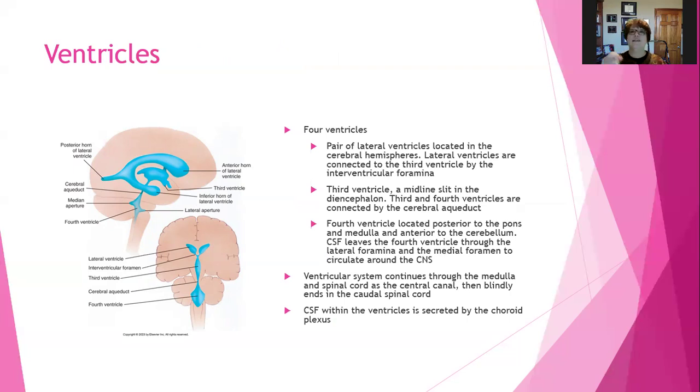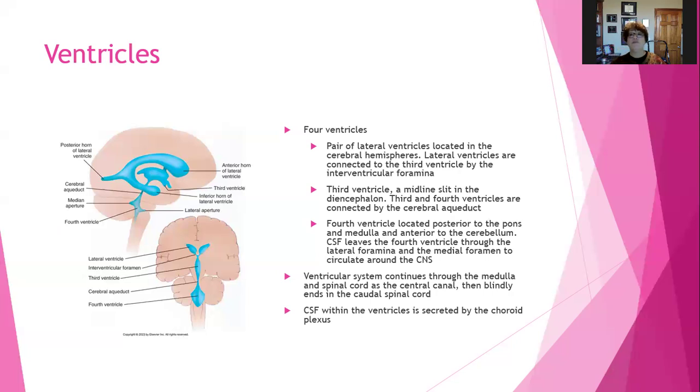And the 3rd ventricle is a midline slit in the diencephalon, so kind of in between the 2 sides of the thalamus. The 3rd and 4th ventricles are connected by the cerebral aqueduct. And the 4th ventricle is located posterior to the pons in the midbrain, and medulla, and anterior to the cerebellum. So it's kind of wedged in there between the midbrain and the hindbrain. The cerebral spinal fluid leaves the 4th ventricle through the lateral foramina and the medial foramen to circulate around the central nervous system. And the ventricular system continues through the medulla and spinal cord as the central canal and then ends at the caudal spinal cord.